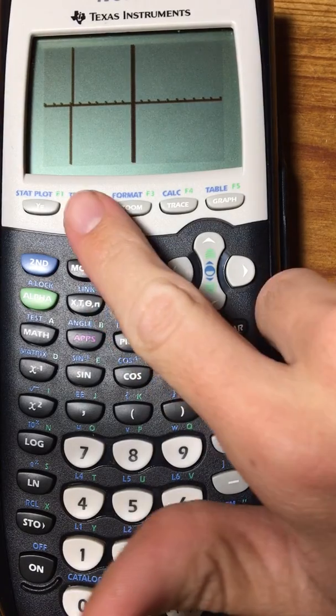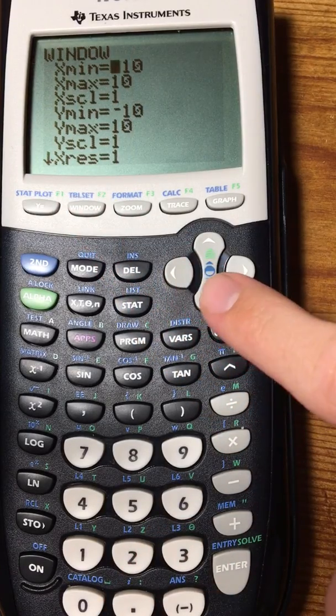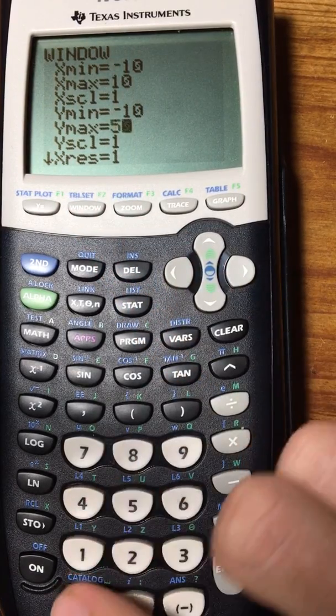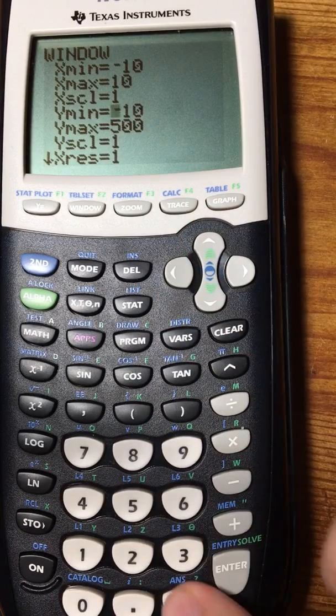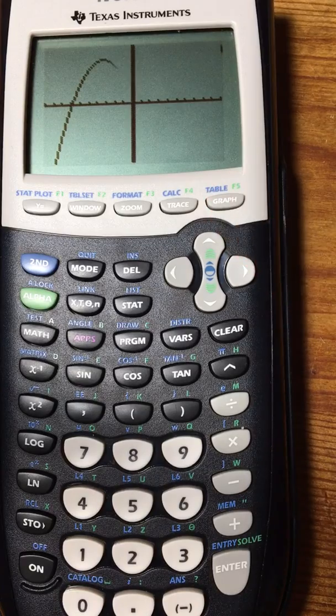However, if we go over here and we click Window, and we set the y-max to 500, and the y-min to negative 500, and we graph it, we can get a much more accurate depiction of this graph.